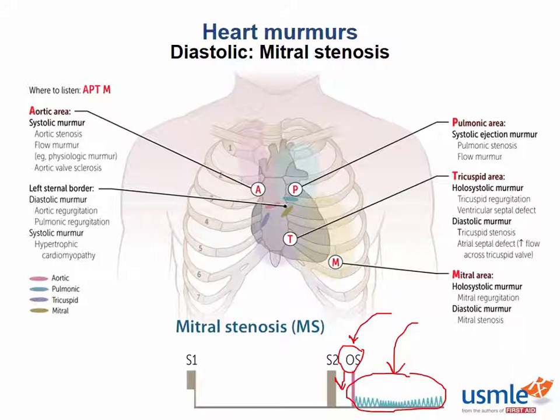As the stenosis gets worse and worse, you start to hear the opening snap sooner and sooner. This is not a good sign. The closer the opening snap is to S2, the more severe the fibrotic valvular disease. The murmur itself is best heard in the mitral area, which is in the mid-clavicular line in the fifth intercostal space. And over time, it's important to consider what a mitral stenosis does to the heart.